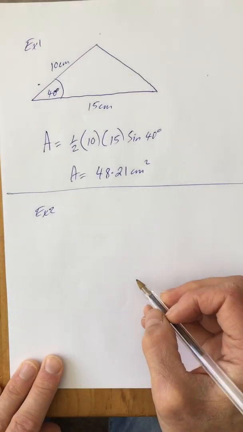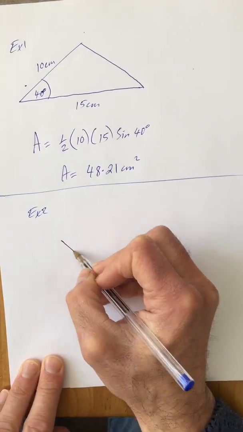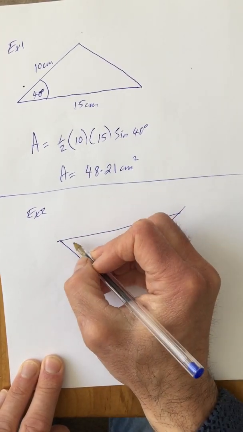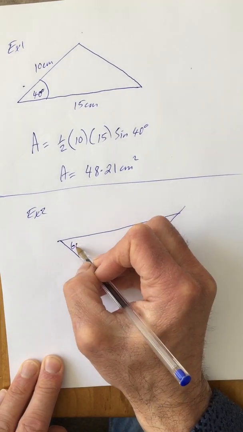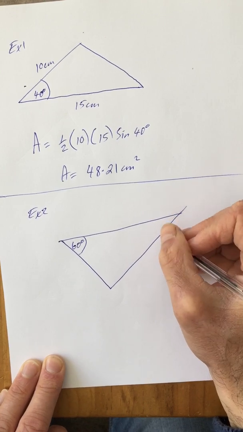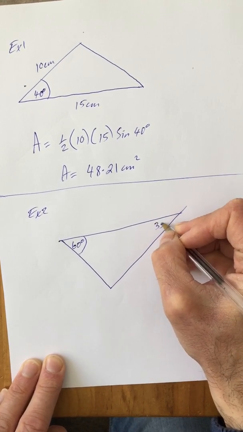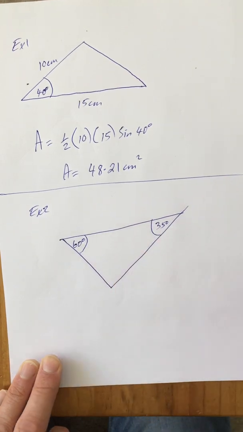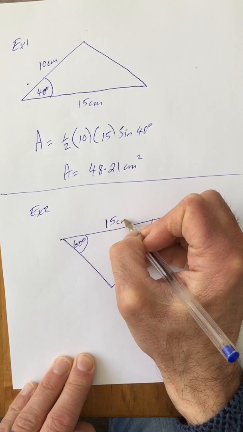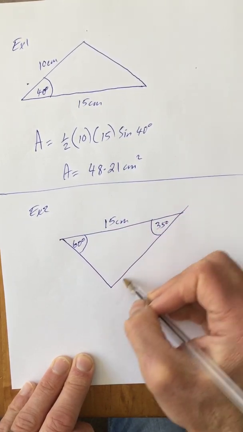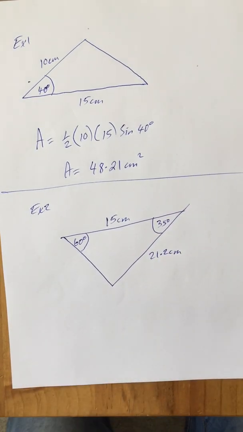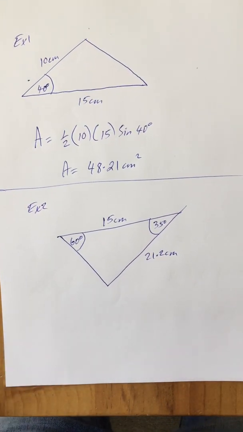Example 2. Suppose they gave us a triangle like this. Okay, and they told us that this angle here was 60 degrees, and they told us this angle here was 35 degrees. And they gave us this measurement here. They told us that this was 15 centimeters, and they told us that this one here was 21.2 centimeters. And our job is to get the area of this triangle.